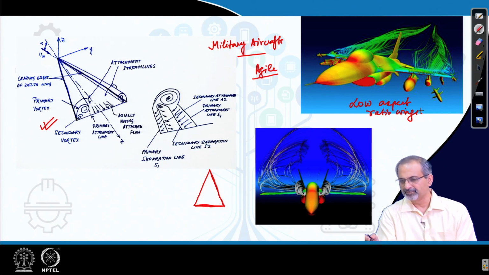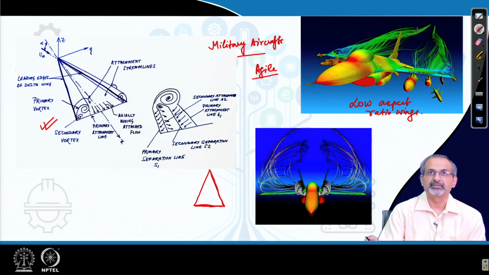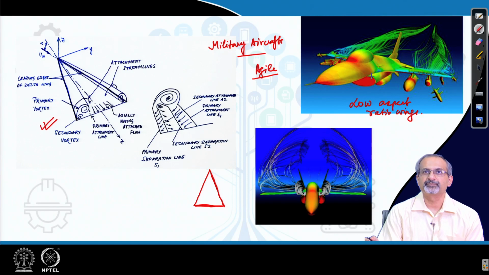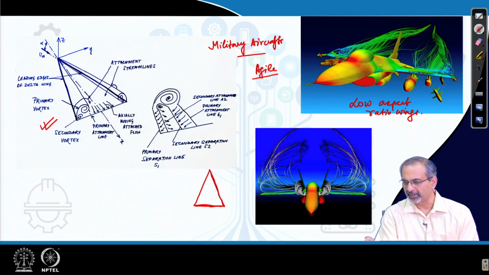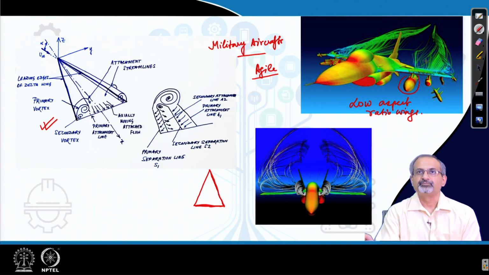Here you can see the streamline patterns behind the aircraft, and they look quite complex. There are flow features behind the payloads also in addition to the wing.